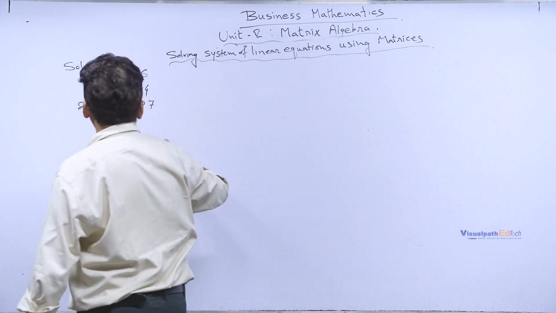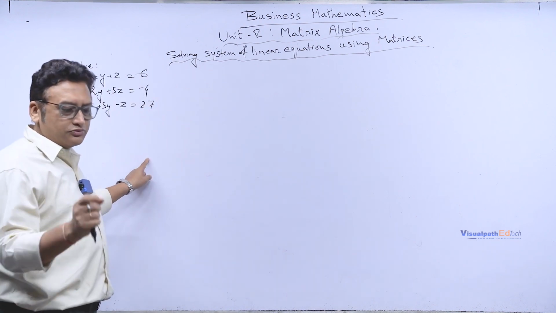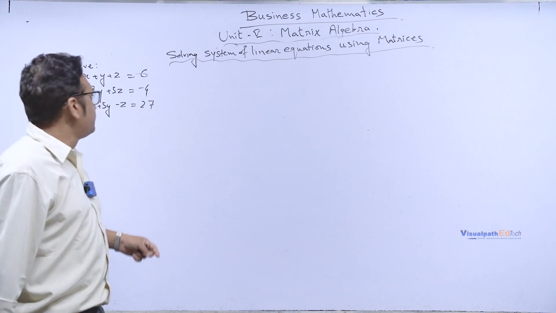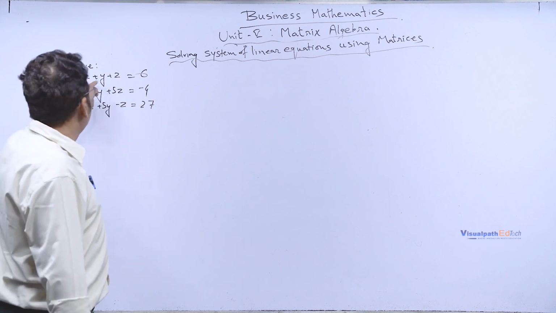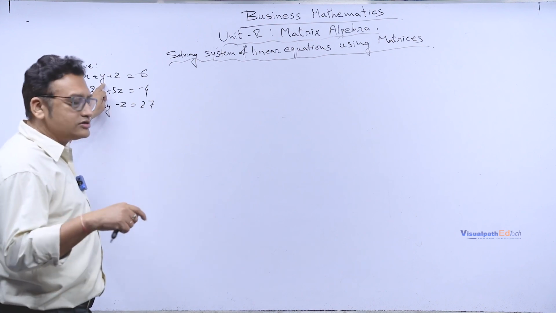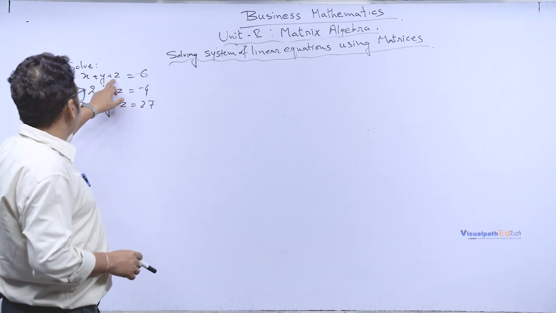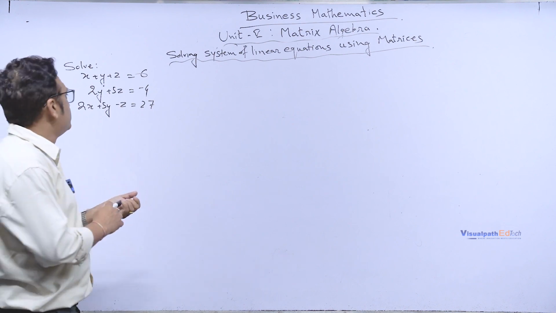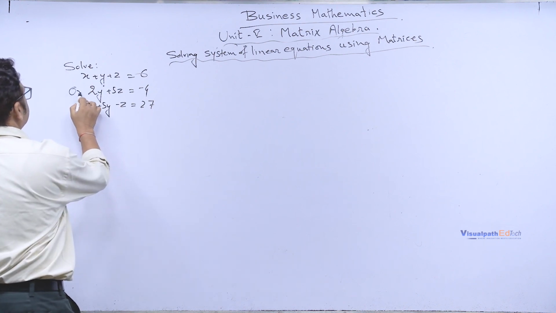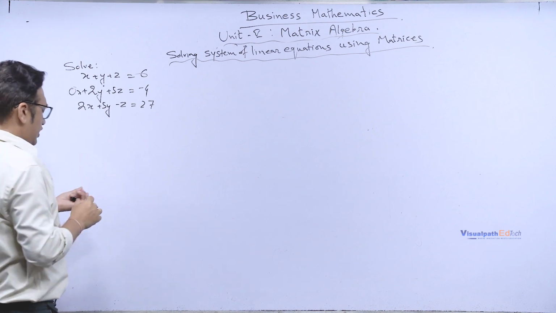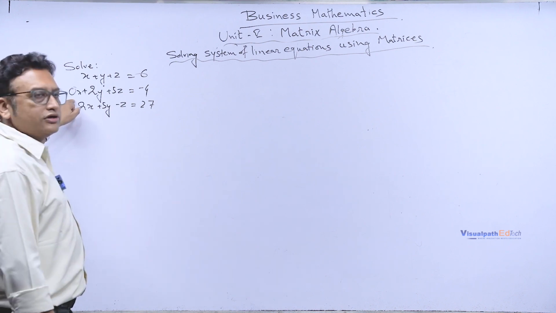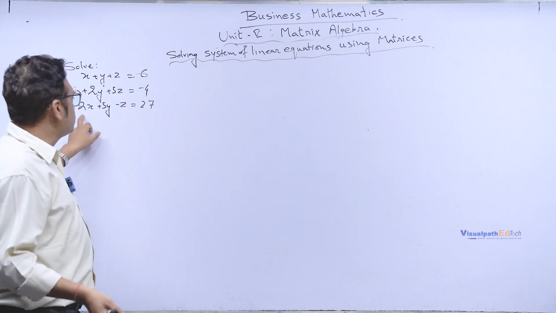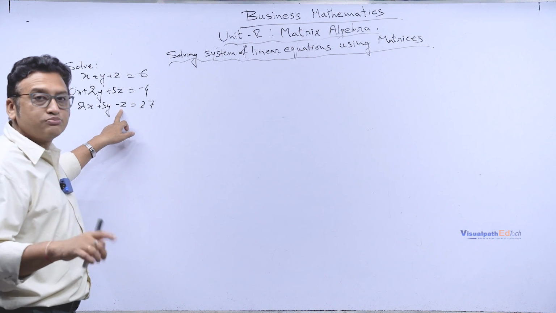As we see, there are three equations given here. The first thing we need to do is find out the coefficients of the variables. Here the coefficient of x is 1, coefficient of y is plus 1, consider the signs also, coefficient of z is plus 1. Then what is the coefficient of x here? There is no x, so there is a 0. So you can write 0x plus, the coefficient of x is 0 here, coefficient of y is 2, coefficient of z is 5. Then here the coefficient of x is 2, coefficient of y is 5, and coefficient of z is minus 1.